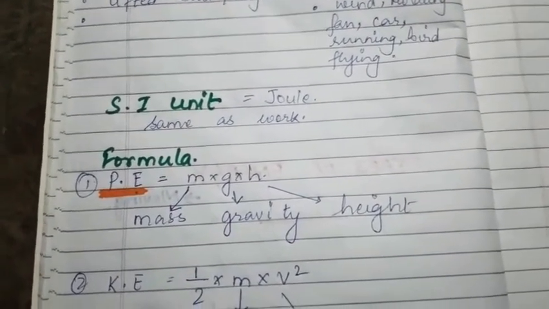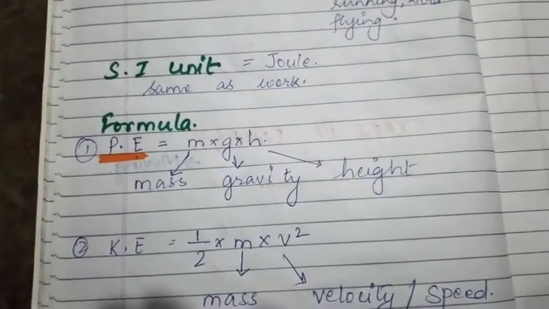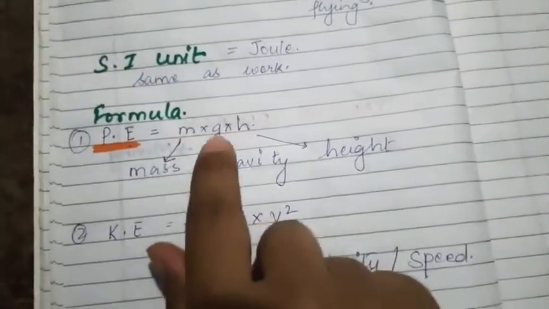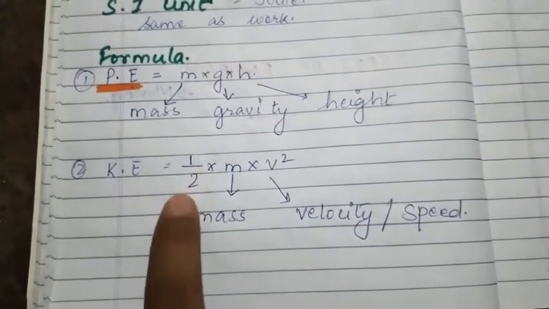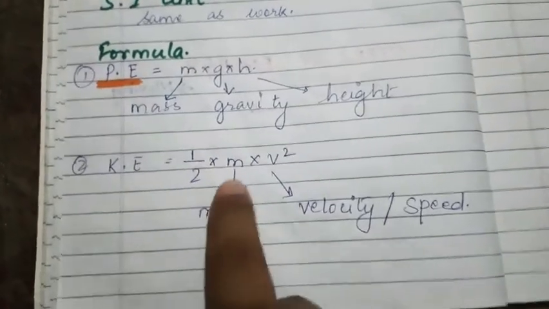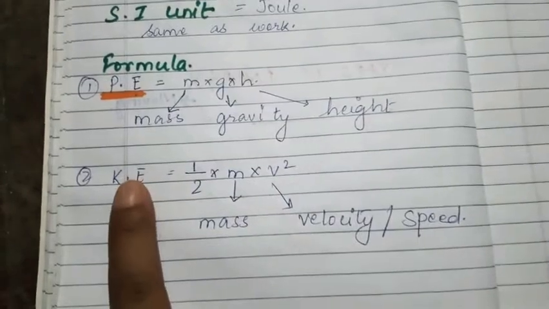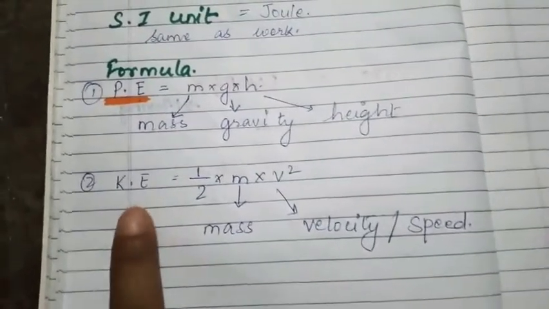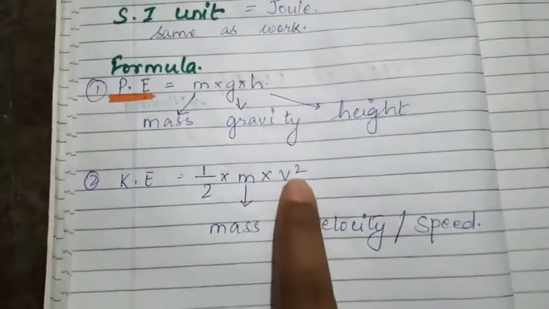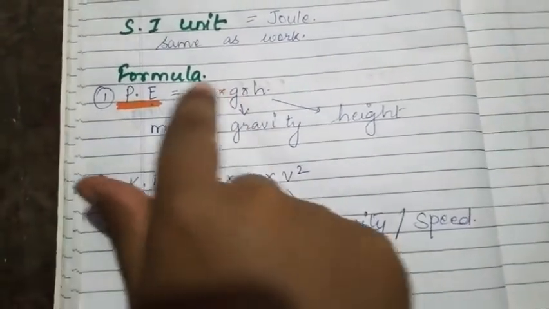Now, let us see the formula for calculating potential energy and kinetic energy. Potential energy formula is mass into gravity into height, m into g into h. Kinetic energy formula is half into m into v square. So half into mass into v, where v is the velocity or speed of that object. Kinetic energy, I told you, is contained in a moving object. Any moving object will have a speed. So the mass of that moving object into the square of the speed. This is the formula of kinetic energy. This is the formula of potential energy.